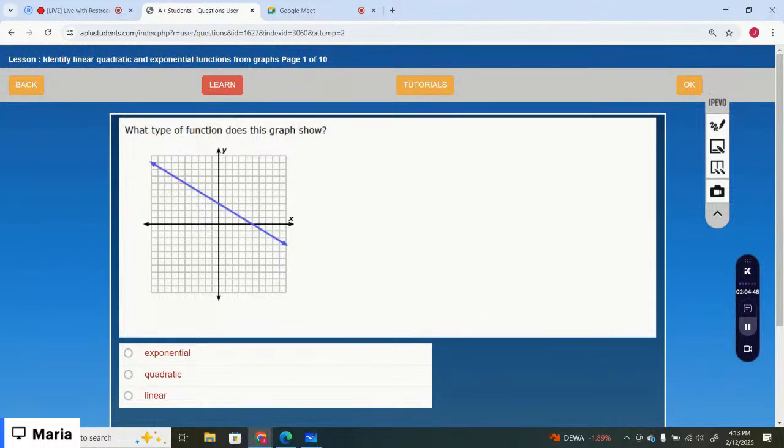What type of function does the graph show? Which is the correct option? That is a linear function because that is a straight line. So the correct option is linear function.